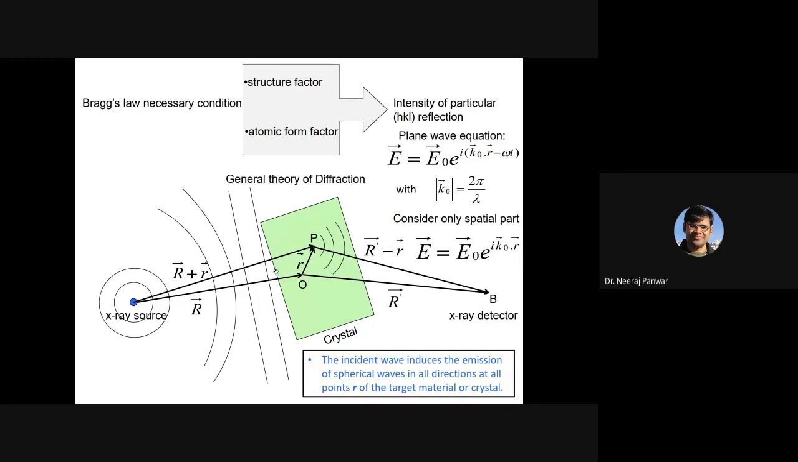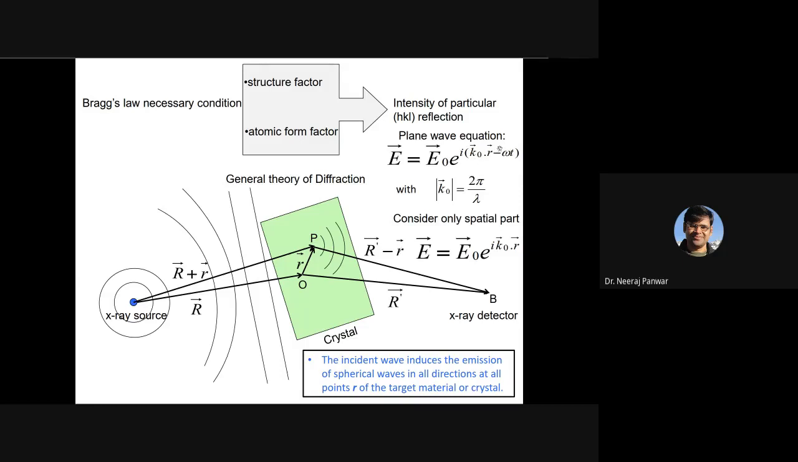So now we define some mathematical terms. The distance from the X-ray source to this origin point is denoted by vector capital R. Since this point is taken as small r, this distance is capital R plus r. From the origin, the X-ray detector is at a distance R prime vector. And since this is r, the distance to point P is given by the difference of R prime vector with r.